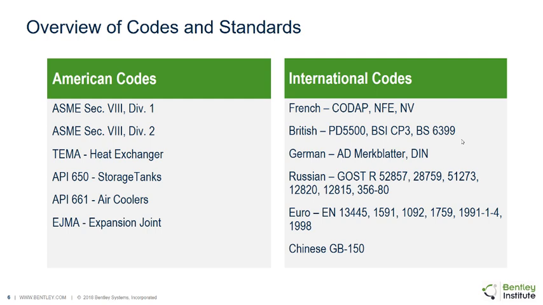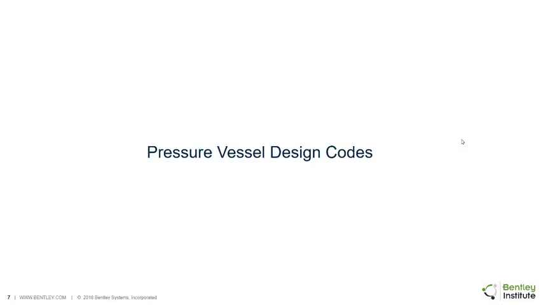The American codes include ASME Section 8 Division 1 and 2, TEMA Standard for Heat Exchangers Design, API 650 and API 661 for storage tanks and air cooler design respectively, and EJMA Standard for expansion joint design. The international codes include French CODAP, British PD 5500, German AD Merkblätter, Russian GOST, European EN 13445, and others, and the recently implemented Chinese GB 150 code. Let's look into more details.